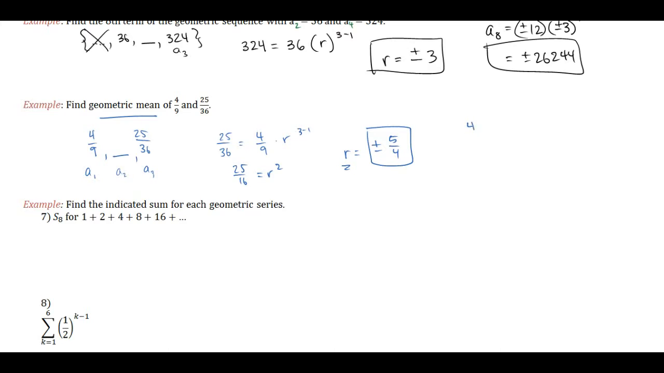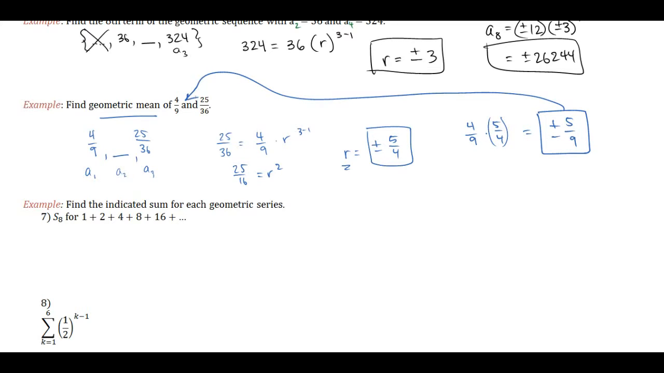So now I have to take 4/9 and I have to multiply it by 5/4. Remember, plus or minus, 4s would cancel, and we'd get 5/9. And so that's the missing number. I don't know if it's positive or negative because of the fact that I don't know if r is positive or negative. There's not enough information to tell me that r is negative or positive for that matter.